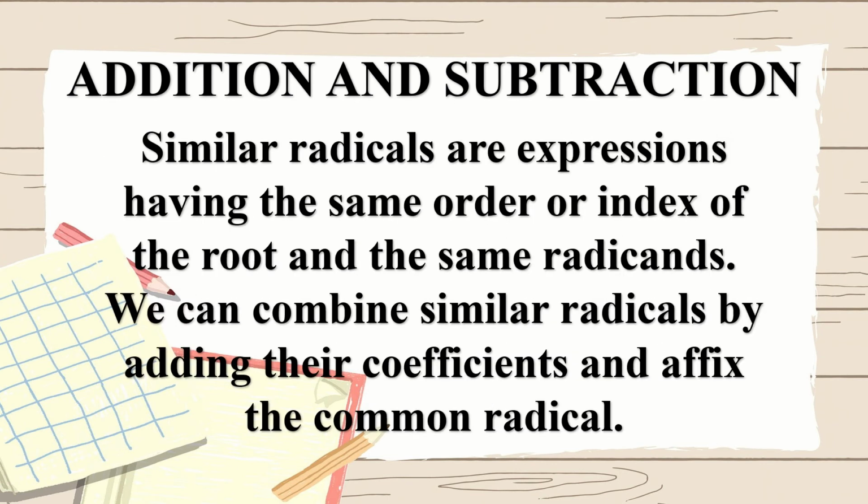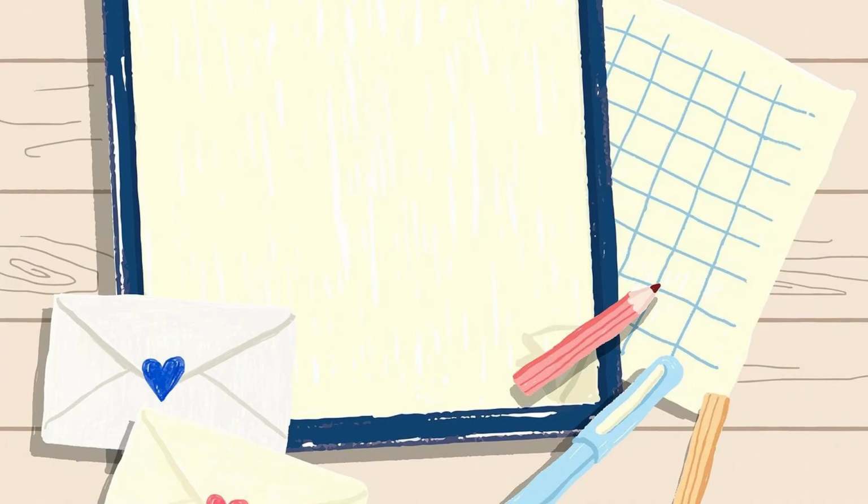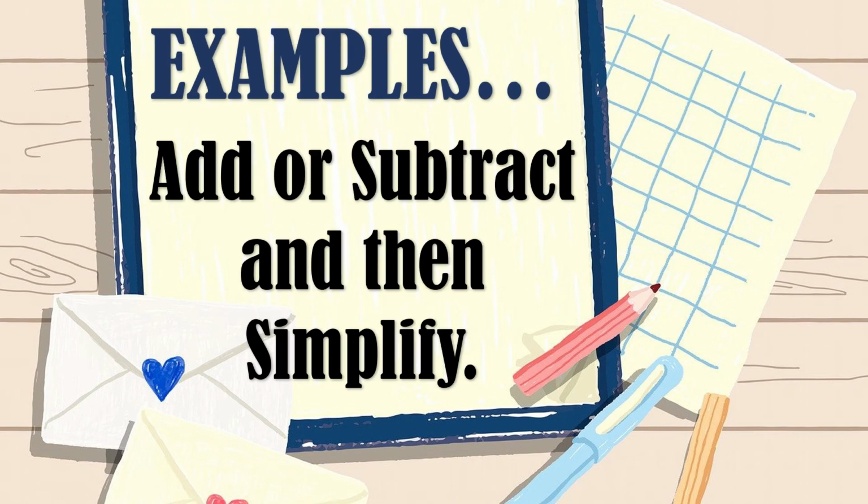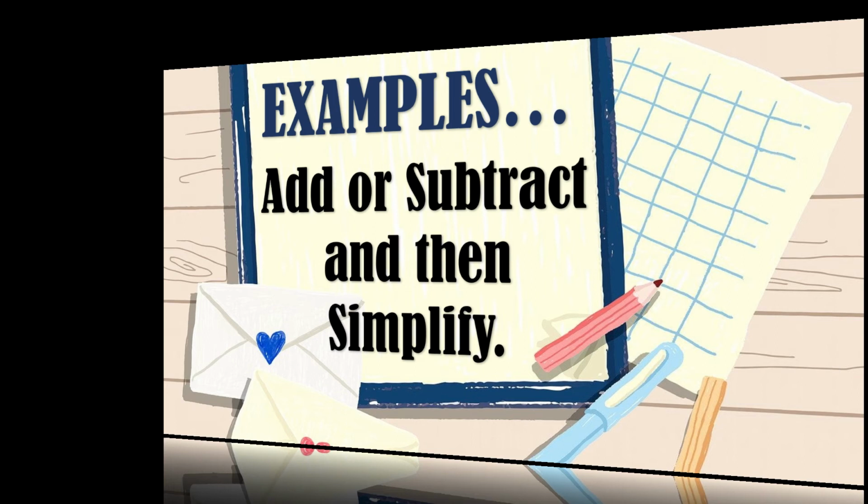Similar radicals are expressions having the same order or index of the root and the same radicands. We can combine similar radicals by adding their coefficients and affixing the common radical. Let's have examples. Let's add or subtract and then simplify.